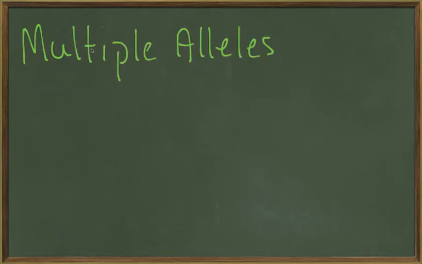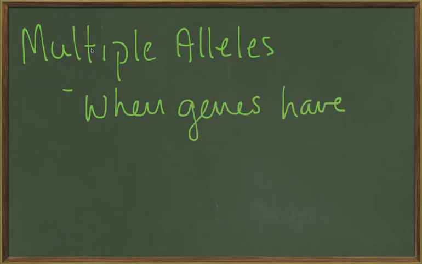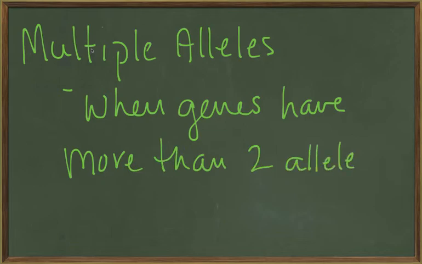Another type of exception is actually something called multiple alleles. This is when genes have more than 2 alleles possible. You're only still going to have just 2 alleles within your body, but there are actually more than 2 alleles possible throughout the population of people, of individuals, of organisms, whatever it is you're talking about.